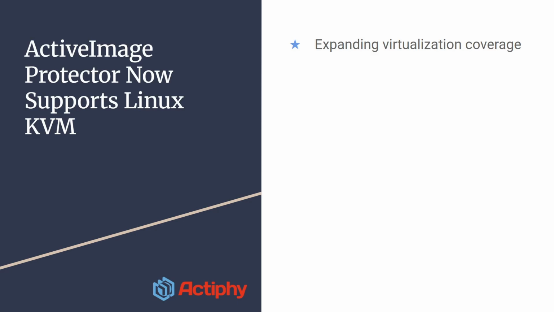ActiveImage Protector now supports Linux KVM, further expanding our virtualization coverage. For MSPs and IT professionals, this means you can protect not only VMware vSphere and Microsoft Hyper-V environments, but now Linux KVM as well, all from the same console with the same workflow. Whether your clients run Windows, Linux, or mixed workloads, AIP delivers a unified agentless solution for backup and recovery.